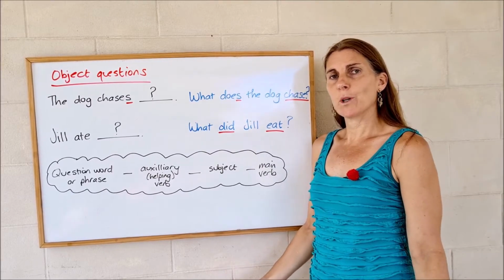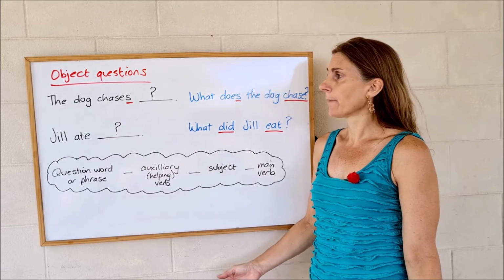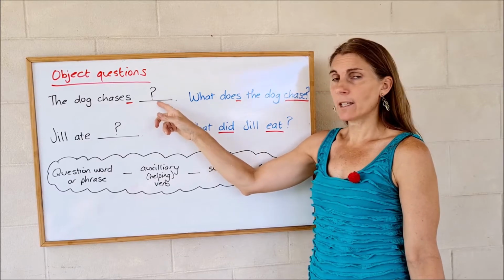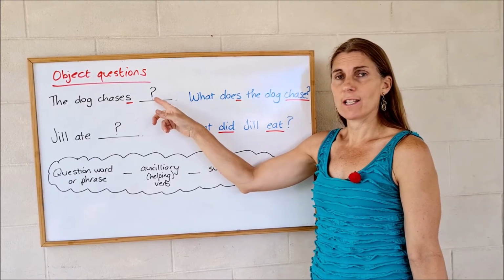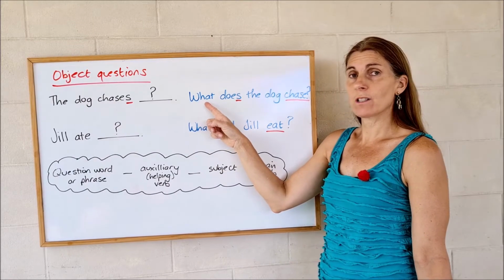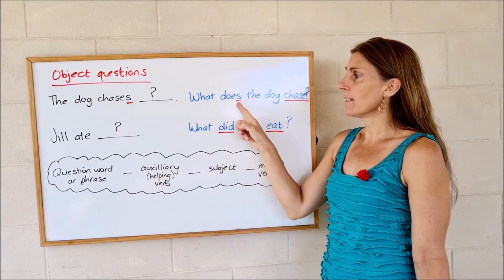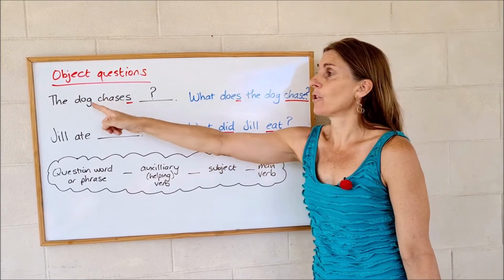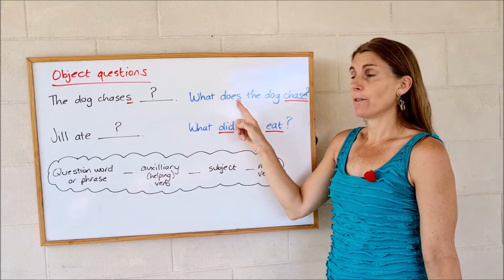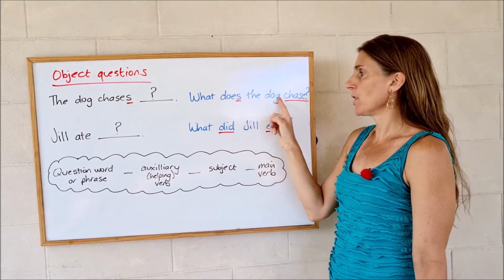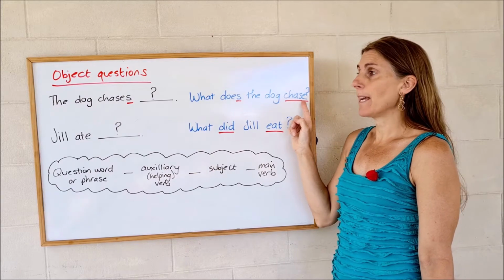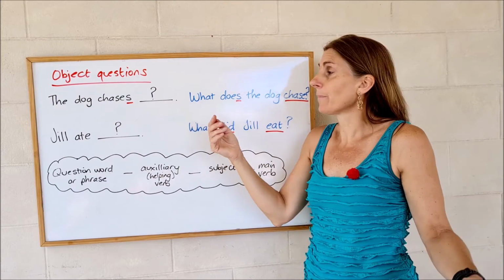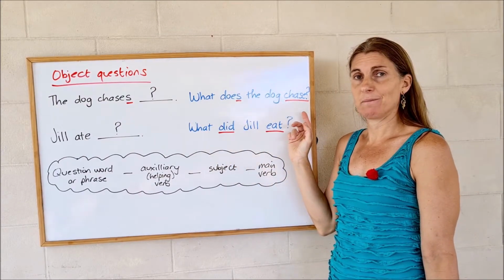So here are a couple more examples of object questions. The dog chases. We don't know the object. We don't know what the dog chases. So our question is what, with our helping verb, does the dog chase? So you see the S from the verb here, because it's third person, goes to the auxiliary verb. So what does, there's our subject, the dog, and chase, the main verb, goes back to the infinitive form. So the dog chases. What does the dog chase?